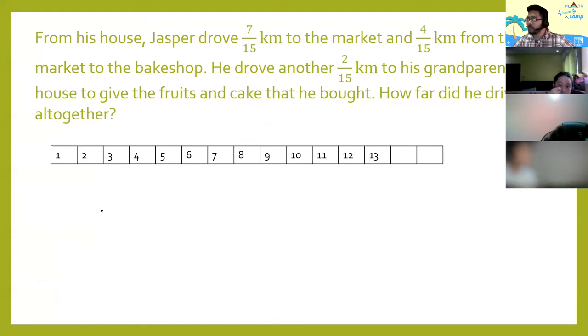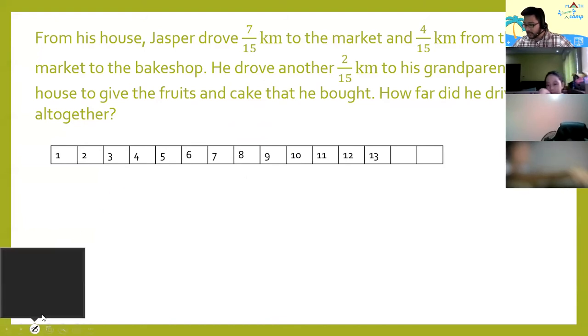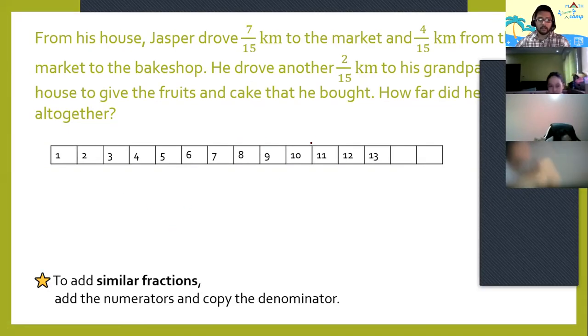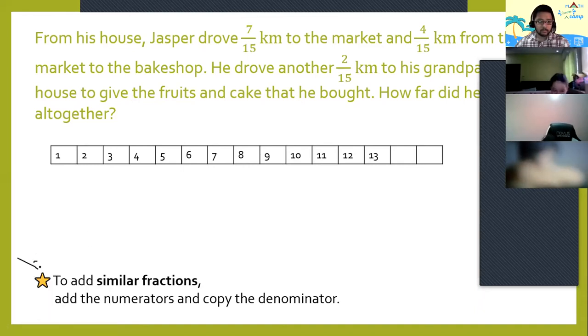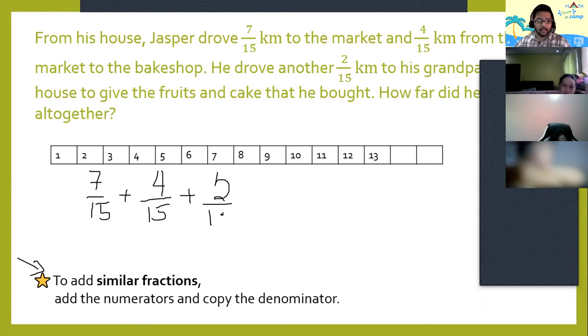So dito naman, paano actually, ang bilis ni Santi eh. Very impressive, Santi. Eto, can you read this one, Nath? Okay. To add similar fractions, add the numerator and copy the denominator. Which one is the numerator again? The one up above. Yes, exactly. So if you add all the ones above, 7 plus 4, 11 plus 2, that's going to be 13.